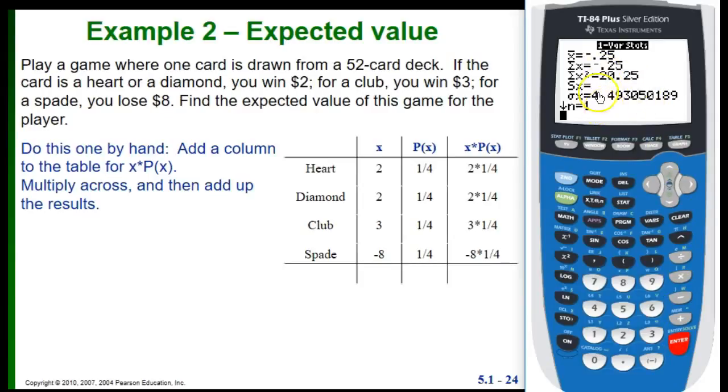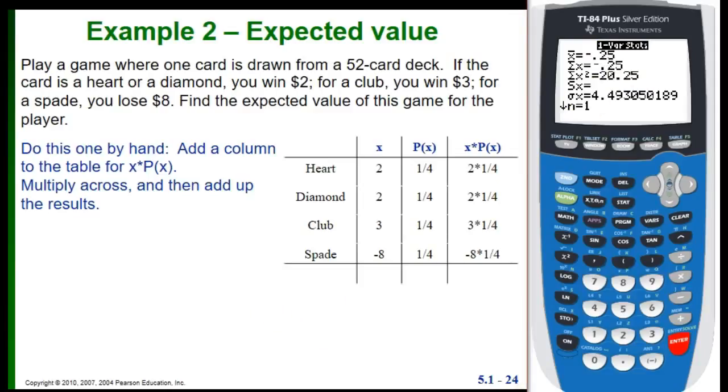And here's what we get for our mean. So our sample mean for this is negative 0.25. That is the same as our expected value. So if we had done it by hand and added those results together, we would have gotten negative 0.25. That's the same thing that we're getting by doing it this way with the calculator.